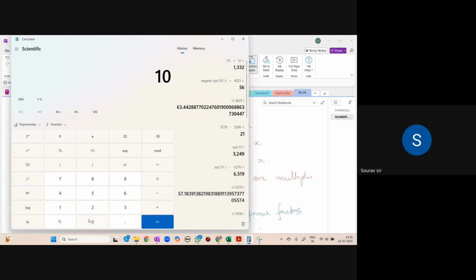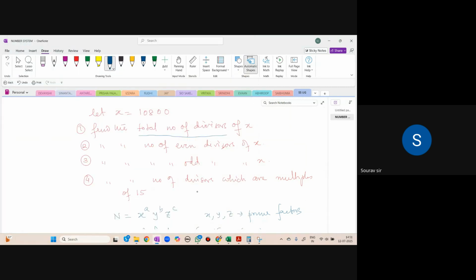Factorize 10800. So it's 2 to the power 4, 3 to the power 3, 5 to the power 2. And the answer is 60. Very good. So that means your a, b, and c are 4, 3, and 2. So the number of factors would be 5 into 4 into 3, which is 60. So there are 60 factors, including 1 and the number itself.